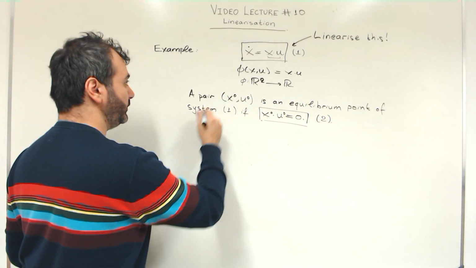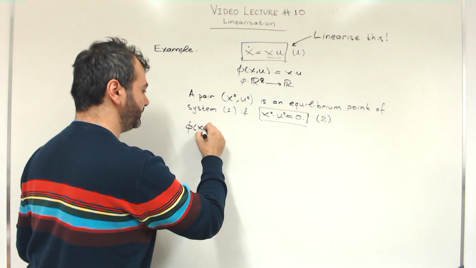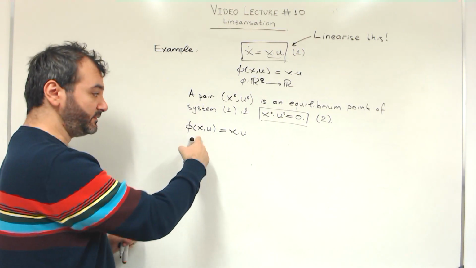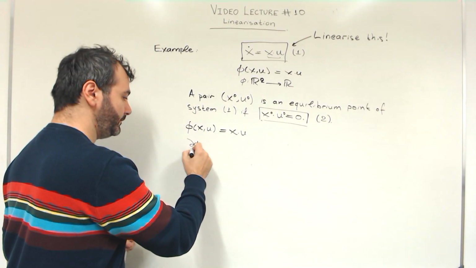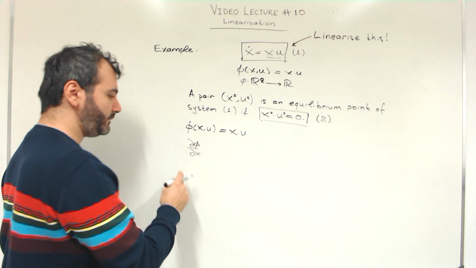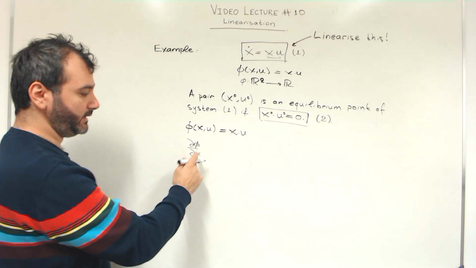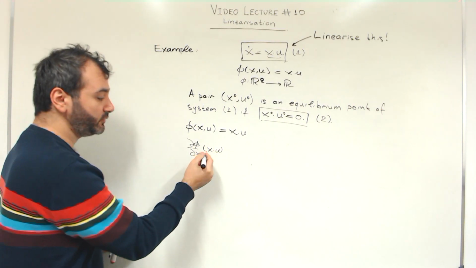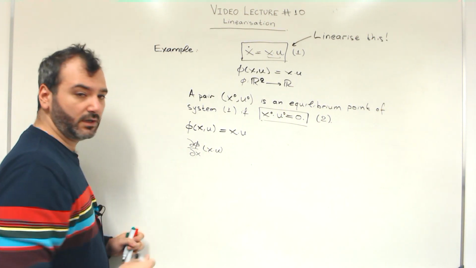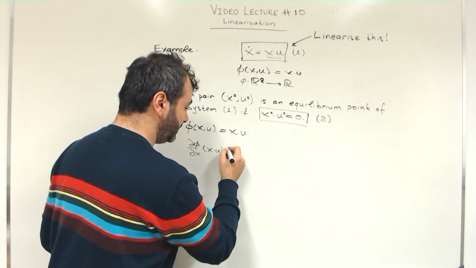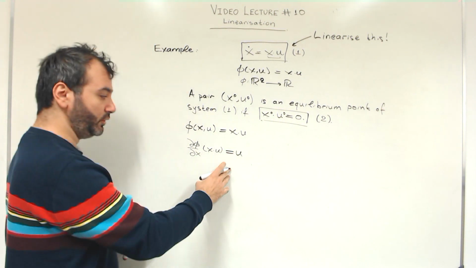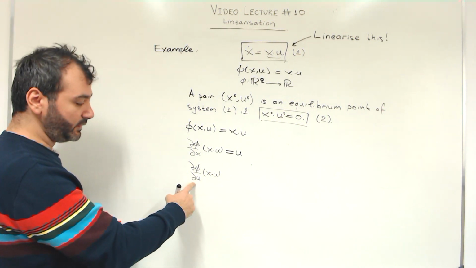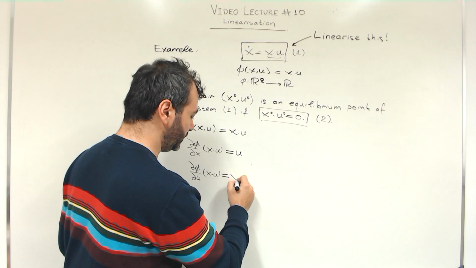And now we have function phi. Let me write it again. x times u. Let's find the derivatives of this function. There is a derivative with respect to x. So it is the derivative of x times u, treating x as the variable and u as a constant. So in that case, this is equal to u. The derivative of that function with respect to u now, it is quite naturally equal to x.